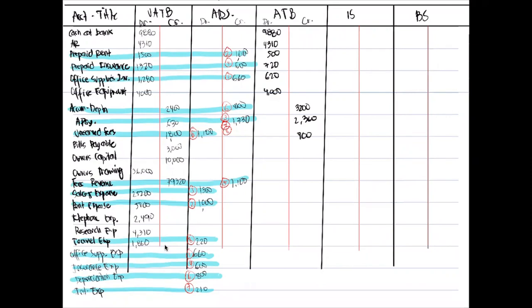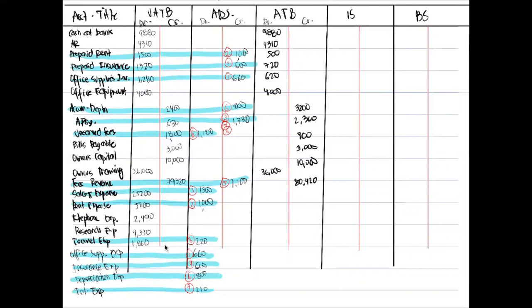Next, bills payable. Do we have a change? None, it is still at 3,000. Owner's capital. Do we have a change? None, it is still at 10,000. Owner's drawing. Do we have a change? None, it is still at 36,000. Fees revenue. Do we have a change? Yes. So from a credit of 79,320, we have an additional credit of 1,100. So 79,320 plus 1,100 will give us 80,420.